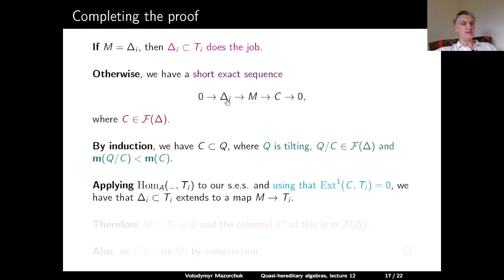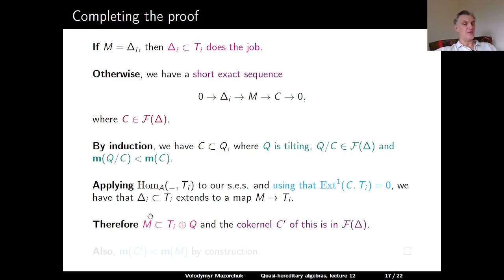Also, we embed delta I into Ti, and we claim that this can be lifted to a map from M into Ti. Indeed, we apply the functor Hom_A(-, Ti) to our short exact sequence, and since Ti has a nabla filtration, we will get a short exact sequence, because Ext^1 from the cokernel to Ti vanishes, and so we can lift the embedding from delta I to Ti to a map from M to Ti.